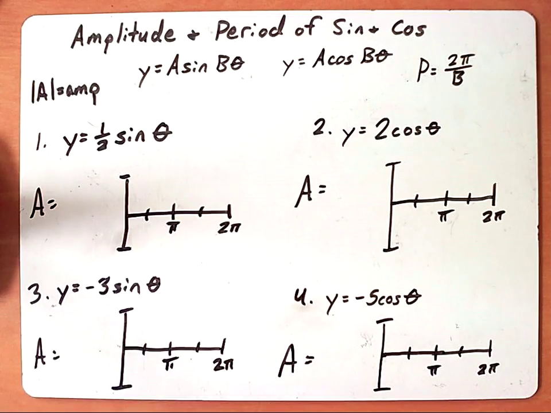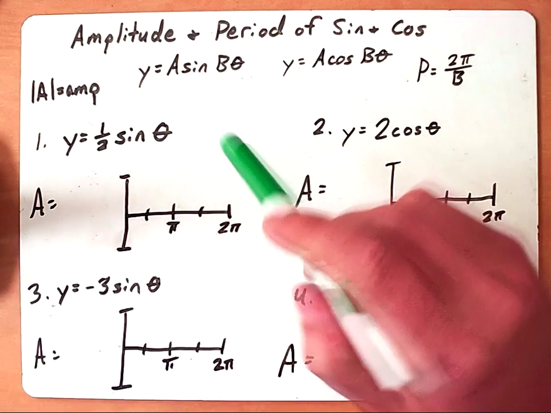So in some of the last videos, we learned how to graph the parent functions for sine and cosine. So today we're going to learn how changes to the period and the amplitude will affect how we graph these functions. So first we're going to look at the amplitude.